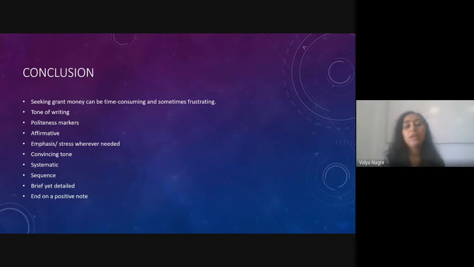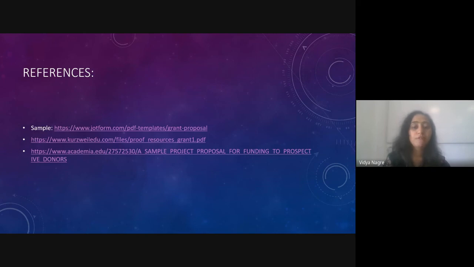That will be enough. And wherever you feel the need for more clarity, you have to add some data. Then please add some more documents to it, like articles or brochures or your past statement of financial year, or anything like that. Add it in and give links or references. So it has to be brief, yet detailed, and end on a positive note, which is very important.